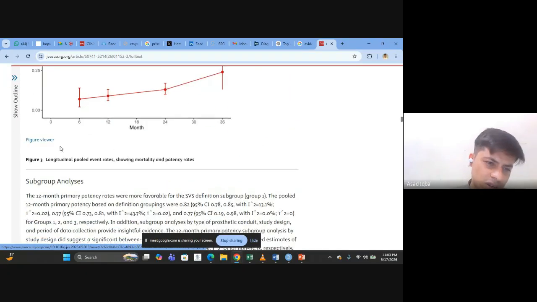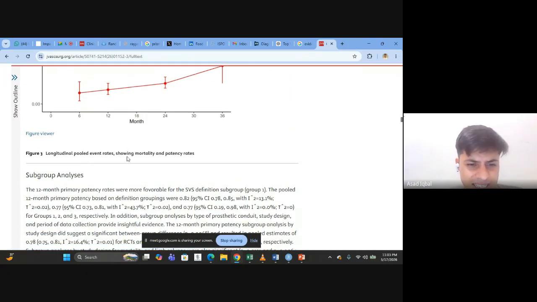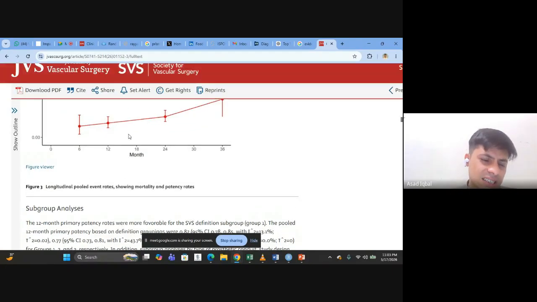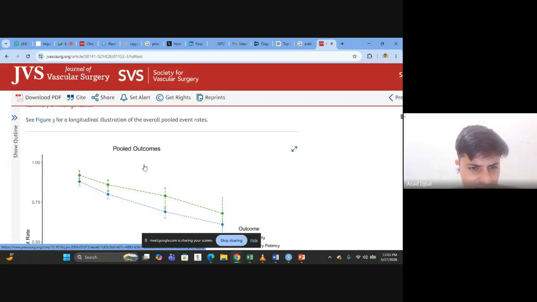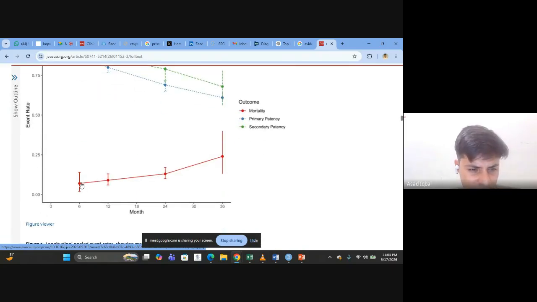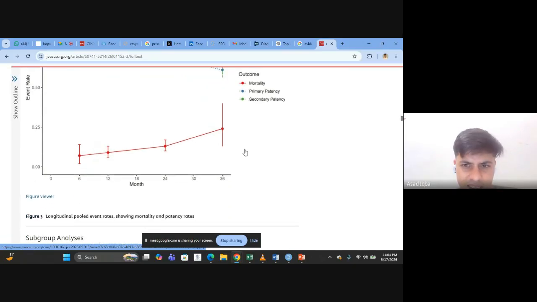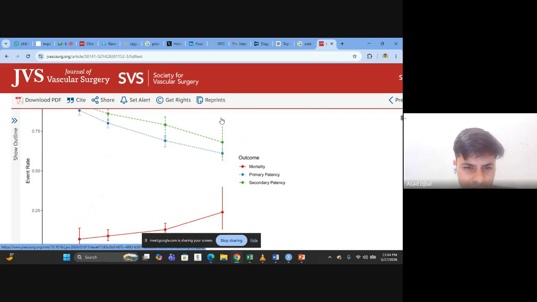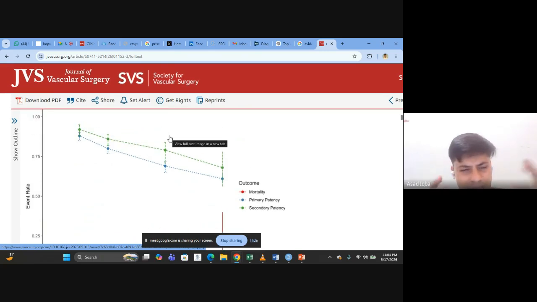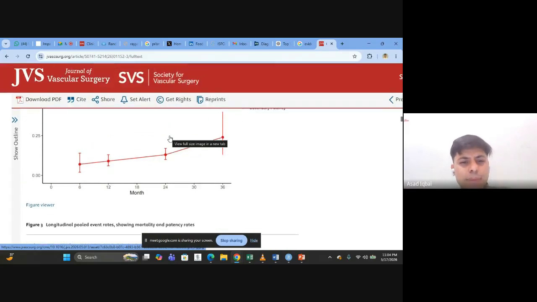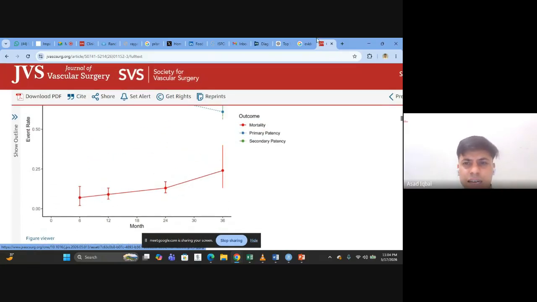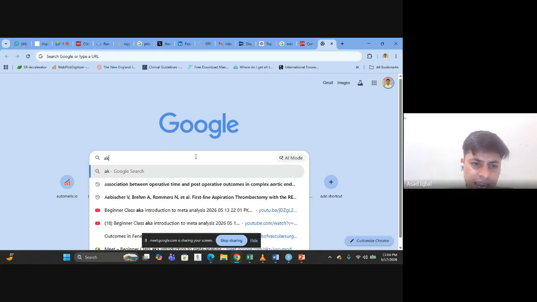What's this? Longitudinal pooled event rates showing mortality and patency rate. Okay, longitudinal means with months. The red one is mortality. Mortality is here at 6 months, with the confidence interval, at 12 months, at 24 months, at 36 months, and the event rate. And this is primary patency. Wow. I think this is a kind of Kaplan-Meier curve, but not really, because that's what Kaplan-Meier curves do. Let me show it to you.